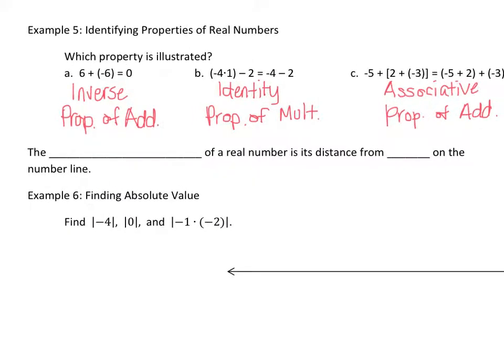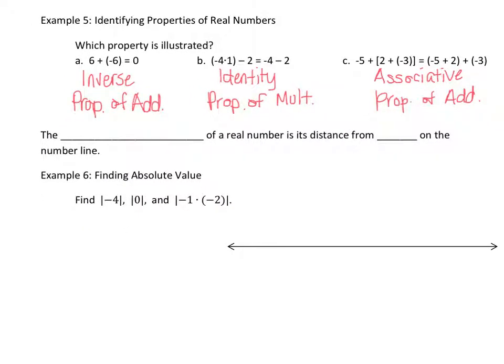All right, the very last thing, it's review, and you actually had some of it on your homework yesterday. Hopefully you knew what it was. But we're talking about absolute value. So the absolute value of a real number is its distance from what on the number line? From 0 on the number line. It's usually right in the middle. Okay, 1, 2, 3. I know this is pretty basic, but let's just make sure we have it right.